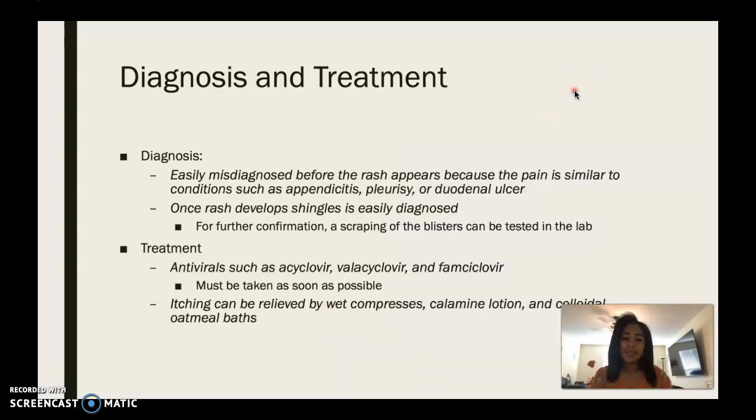Shingles is easily misdiagnosed before the rash appears because the pain is very similar to things such as appendicitis, pleurisy, or duodenal ulcer. Once the rash does develop, though, it is pretty easy for doctors to identify what the rash is. But if further confirmation is needed, then doctors can take a scraping of the blisters to be tested in the lab in order to confirm their diagnosis.